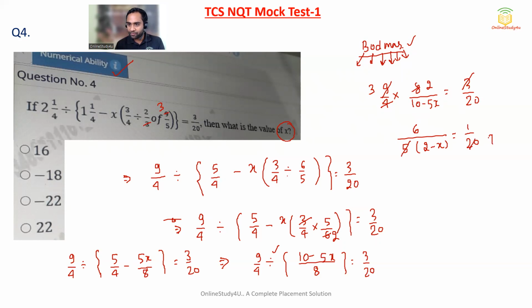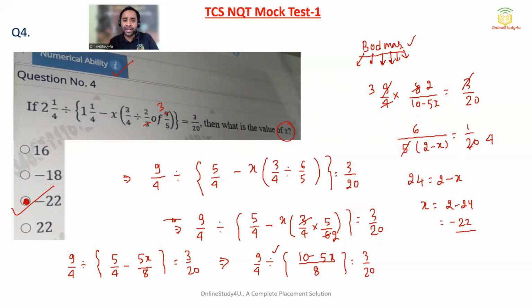5 will divide this by 4 times. So 6 4s are 24 will be equal to 2 minus x. X you bring to this side. So 2 minus 24 will be equal to minus 22. And obviously option C will become the correct answer.